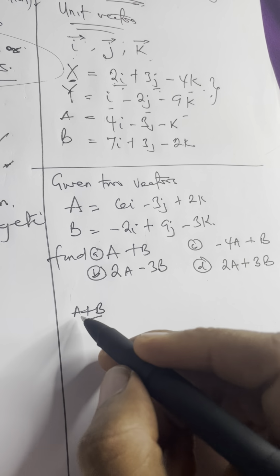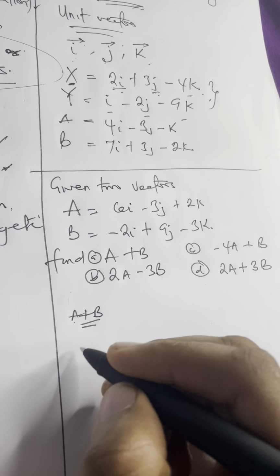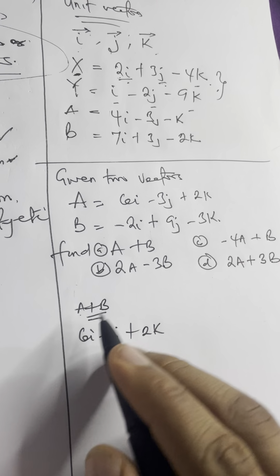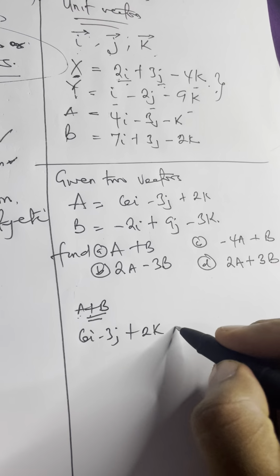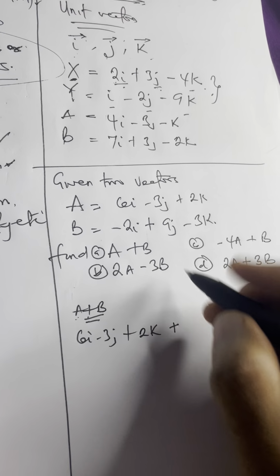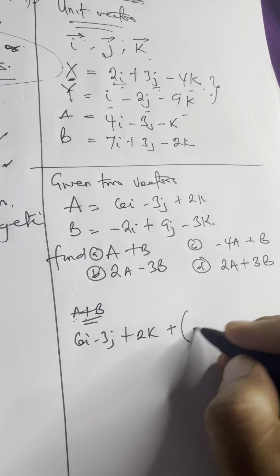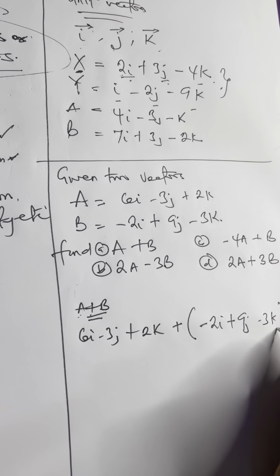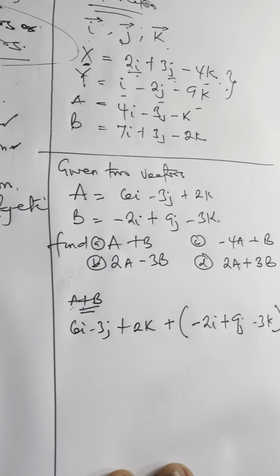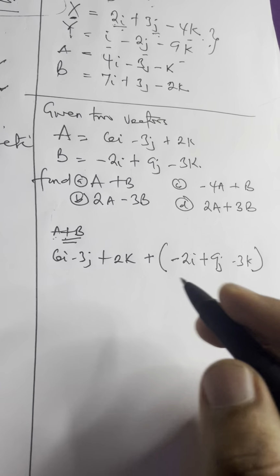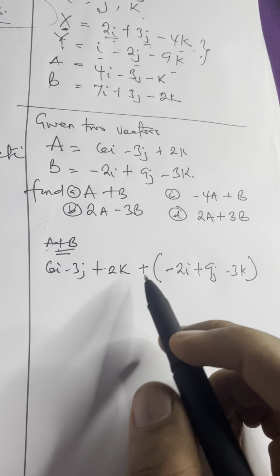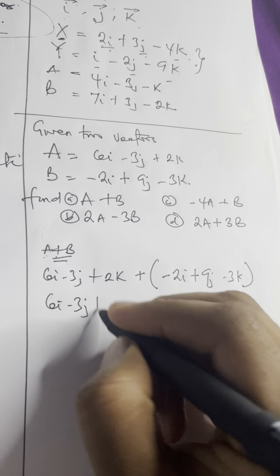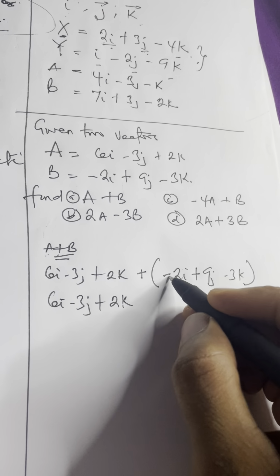Look at A here. We bring out vector A, which is 6i minus 3j plus 2k. What's the sign after vector A? Plus, right? Then open bracket and put your vector B, which is minus 2i plus 9j minus 3k. Close the brackets. Then you have to open the bracket and collect like terms.